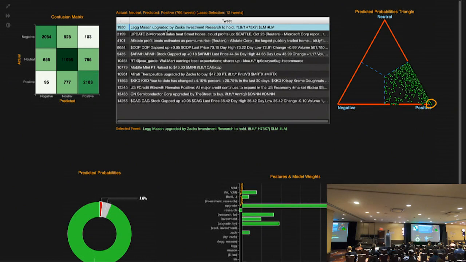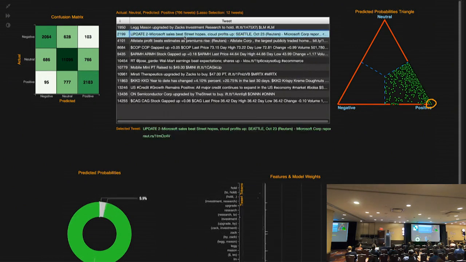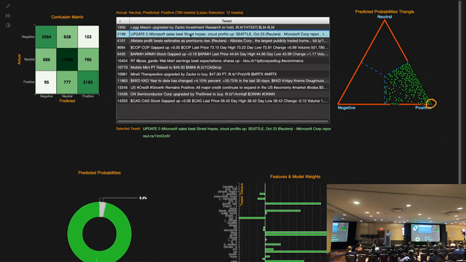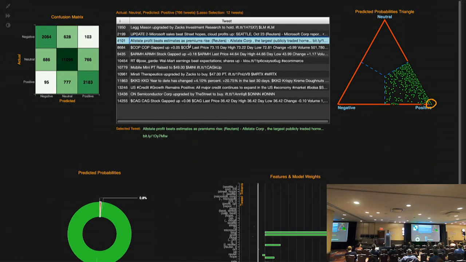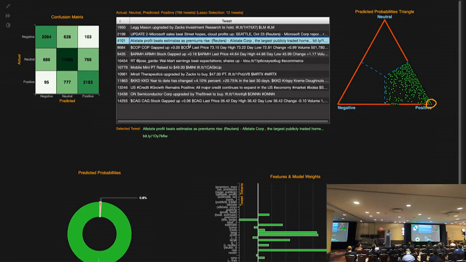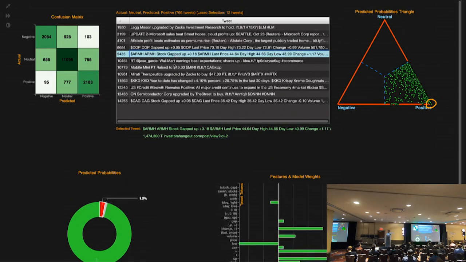Legg Mason upgraded by Zacks to hold. Microsoft sales beat street hopes. Cloud profits up. Allstate profit beats estimates. What do you guys think? Are they positive or neutral? Positive, right? And looks like the model is doing the right thing here.